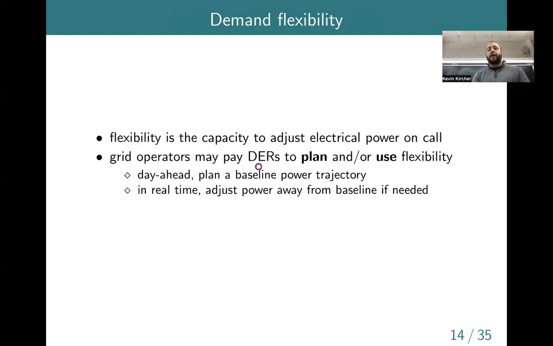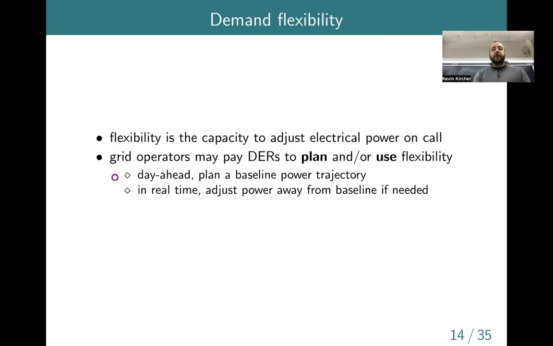So they will pay VPP operators to either plan flexibility and/or to actually use the flexibility to, for example, respond to some emergency on the grid. So typically, decision-making in the grid is done in two stages. One is a day ahead, a plan is made, and then in real time, they make adjustments to that plan to reflect the realities on the ground.